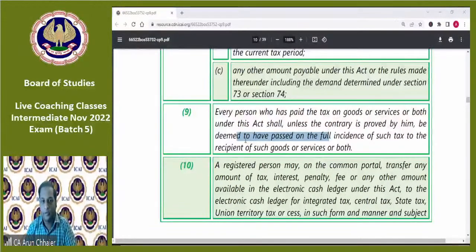Fine. Give me only 1 minute so that I can log into the portal and then explain cash ledger and credit ledger. Give me only 1 minute. I am logging into the portal.